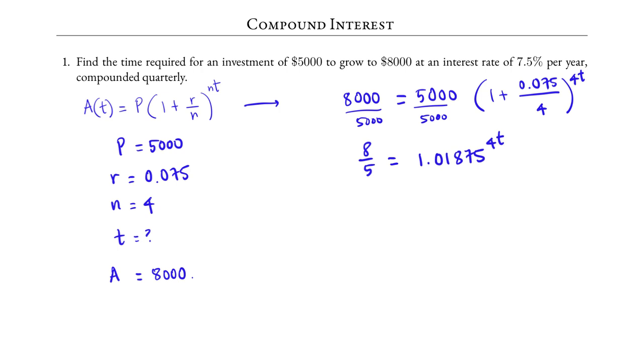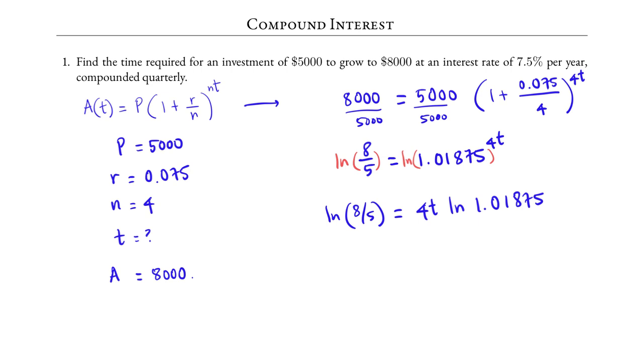There are a few ways to bring 4t down from the power. One way that we learned is to take ln of both sides of the equation. The goal of taking ln of both sides is that we can bring down 4t from the power and put it in front of ln. So on the right-hand side, we now have 4t times ln of 1.01875, and the left-hand side is ln of 8 over 5.